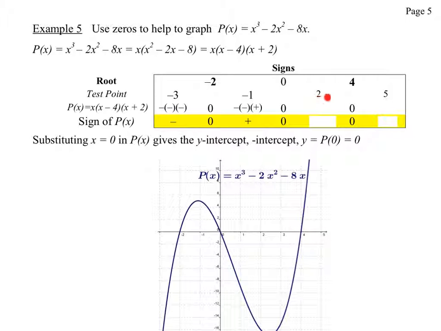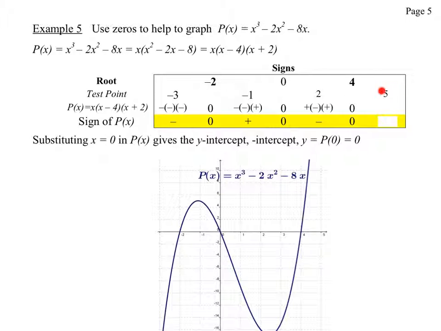When we have x equal to 2, what happens there? Well, we put our 2 into the polynomial, we get a positive times a negative times a positive, that gives us a negative. So that means that we're going to be below the x-axis between 0 and 4, because the y-coordinate is going to be negative. Again, when x is equal to 4, we're going to be at 0.